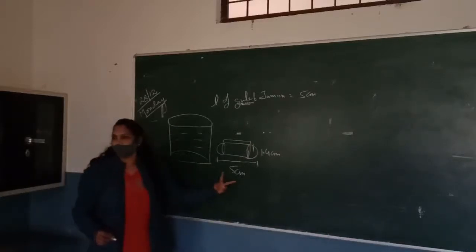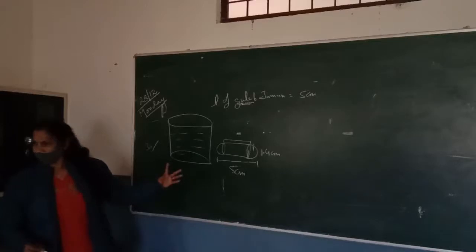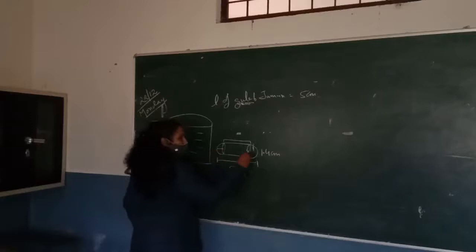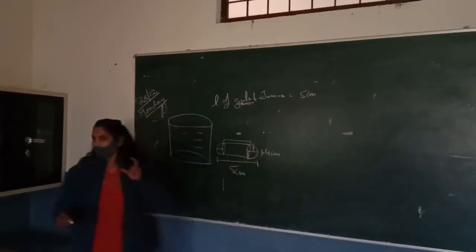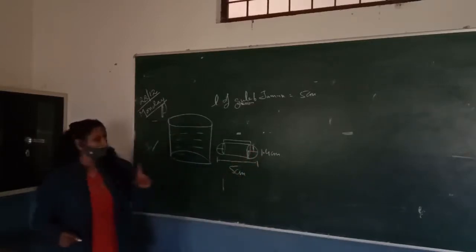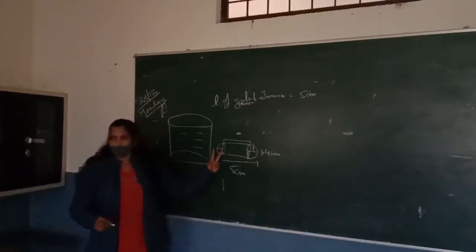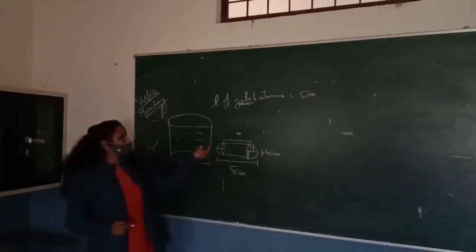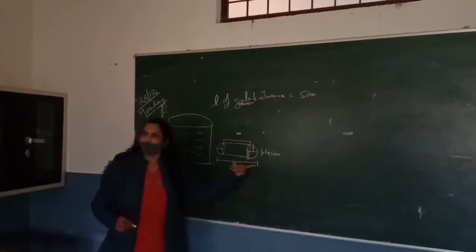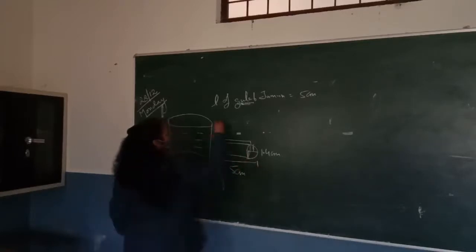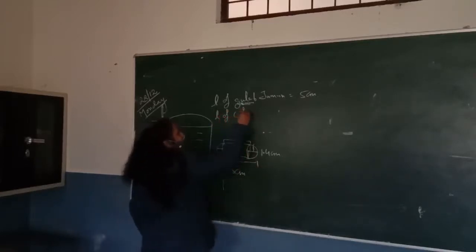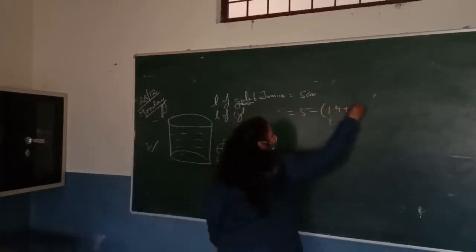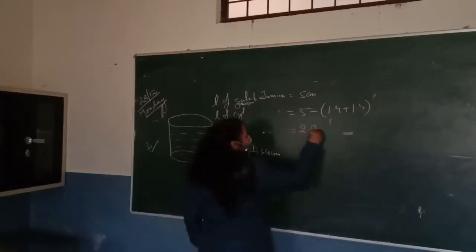5 minus 1.4 from one end and 1.4 from the other end. Since the height of the hemisphere is equal to the radius of the hemisphere, the height of this hemisphere is 1.4 and this one is also 1.4. So we can find the length of the cylindrical portion by subtracting the height of both the hemispheres from the whole length of the gulab jamun. So the length of the cylindrical portion is equal to 5 minus (1.4 plus 1.4). It will be 2.2 centimeter.